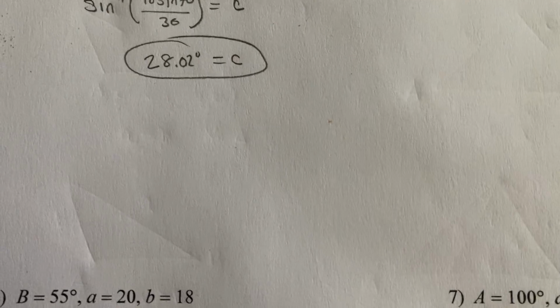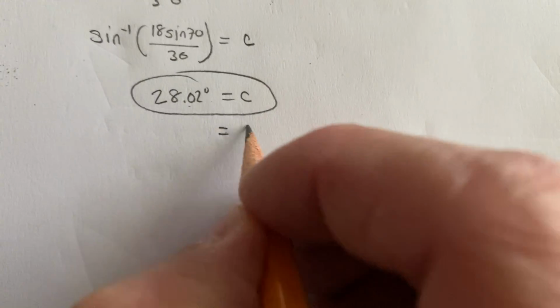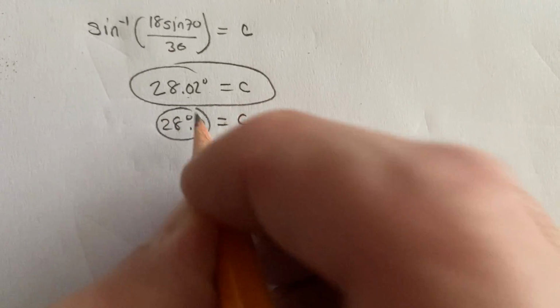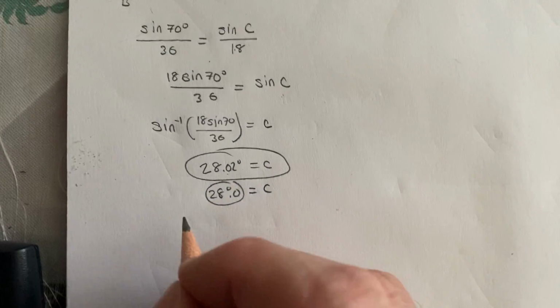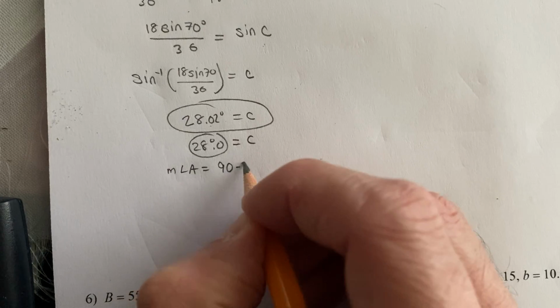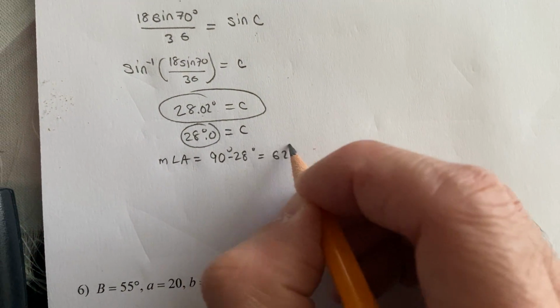I guess if you round to the nearest tenth, it's okay. You don't have to write 28.02. You could just say 28 degrees is fine. Okay, 28.0 degrees. So once you have angle C, which is 28 degrees, the measurement of angle A is just 90 minus 28, which is 62.